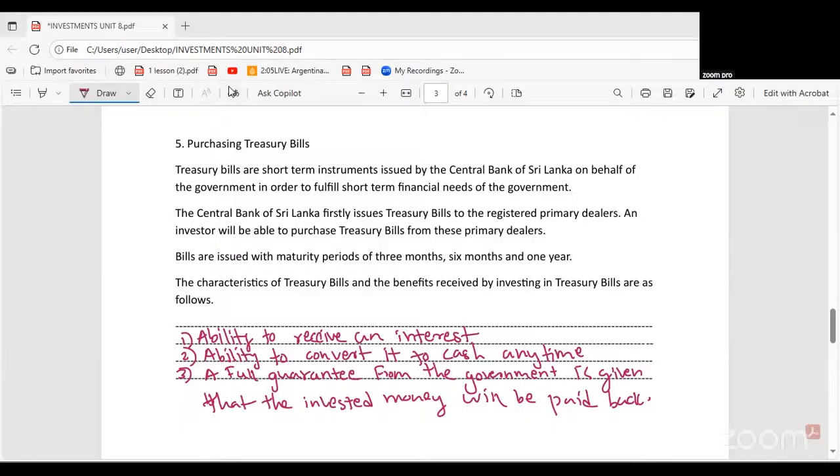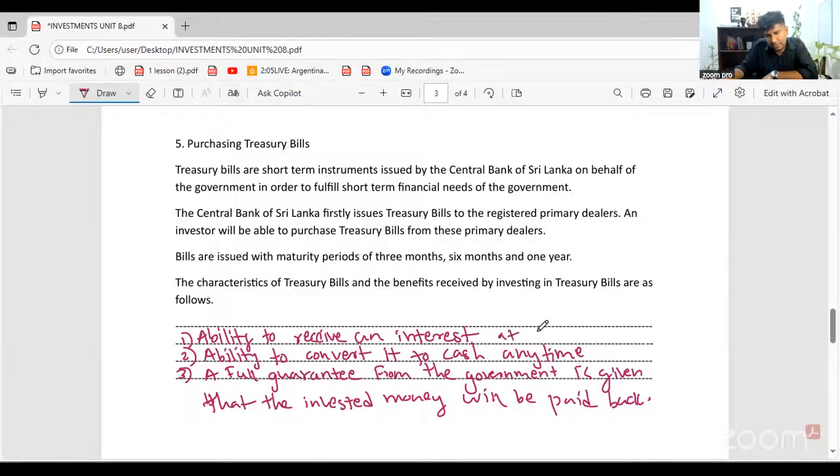Yes, fixed rate is there. Write down that also at a fixed rate. That means 10% means definitely they will pay you 10% interest. Therefore, you are very sure about that. Some treasury bills are there for 1 year also. Did you understand? So here we have already discussed these things.